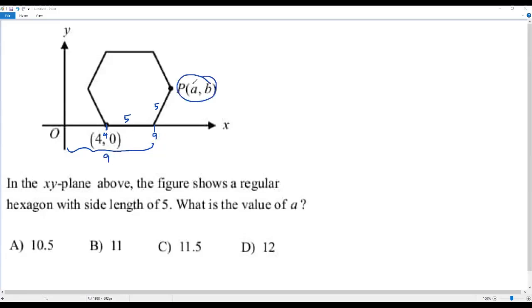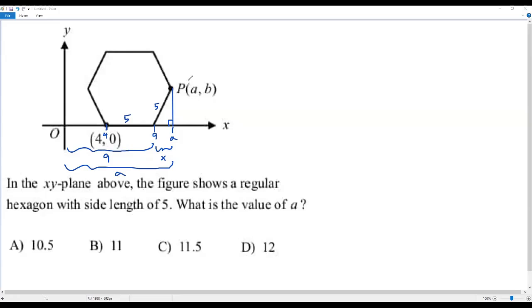Now let me consider the point P of A comma B. Let me draw a vertical line from the point P to x-axis over here. So it's a vertical line, so it forms a right angle over here. And since the x-coordinate is A over here, then we'll have the value A on the x-axis. And let me assume this length as x. Then from origin to this point gives the A, because we have the value A on the x-axis. So if I want to get the value of A, I have to get the value of x. Then the value of x should be added to 9 to get the value of A, because A represents the length from the origin to this point.